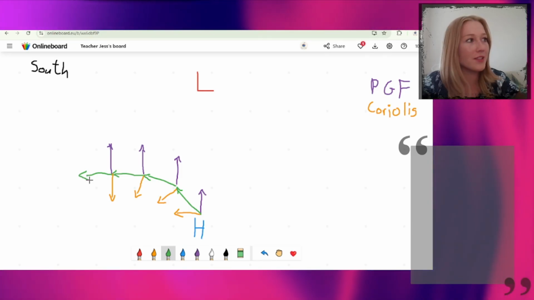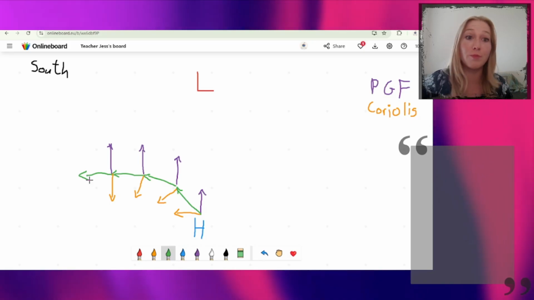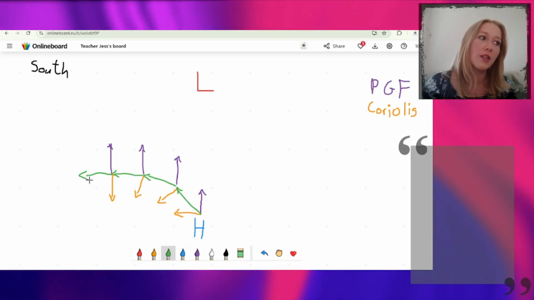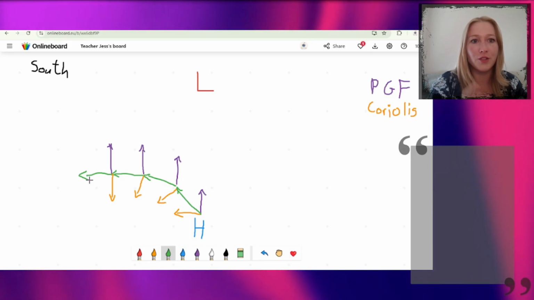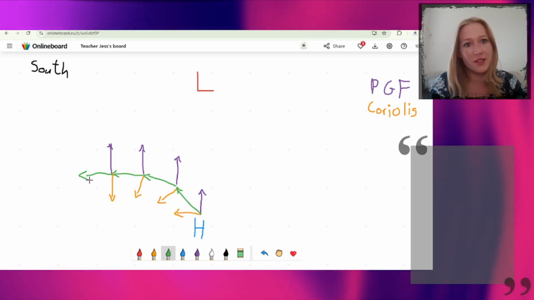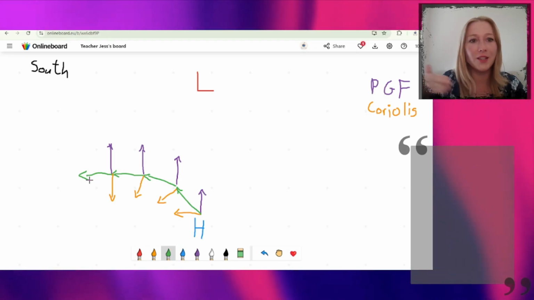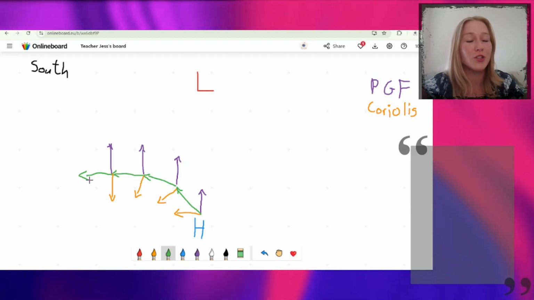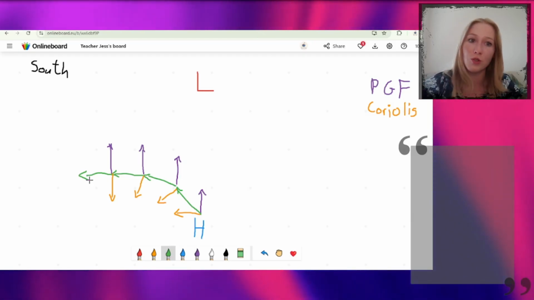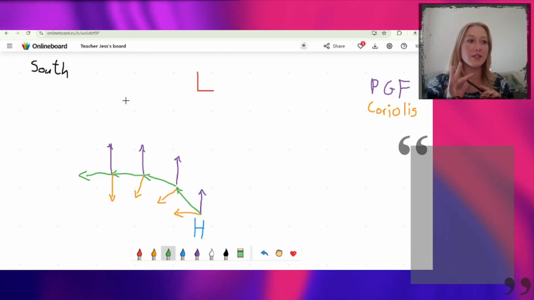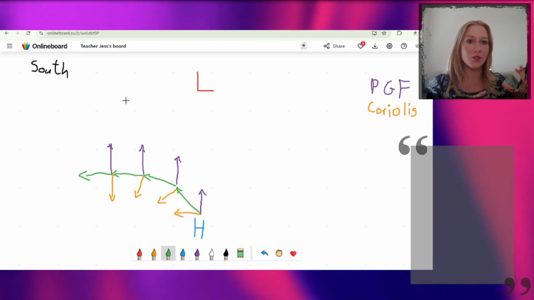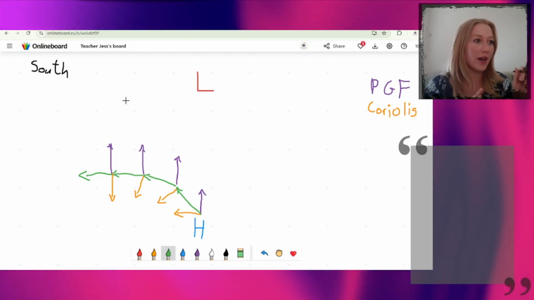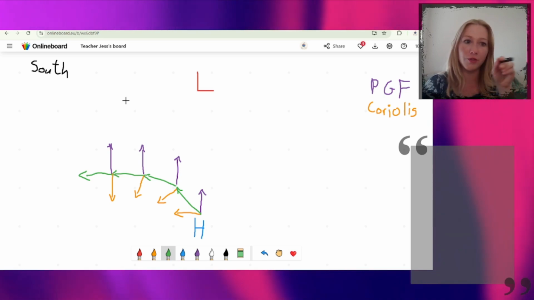When there's a balance between the force that's trying to pull it to the low or push it towards the low and the force that's just being a bully and pushing it to the left, then it reaches a geostrophic flow or geostrophic wind. Hopefully we're starting to see that with these two forces, you have this weird curve in the wind.